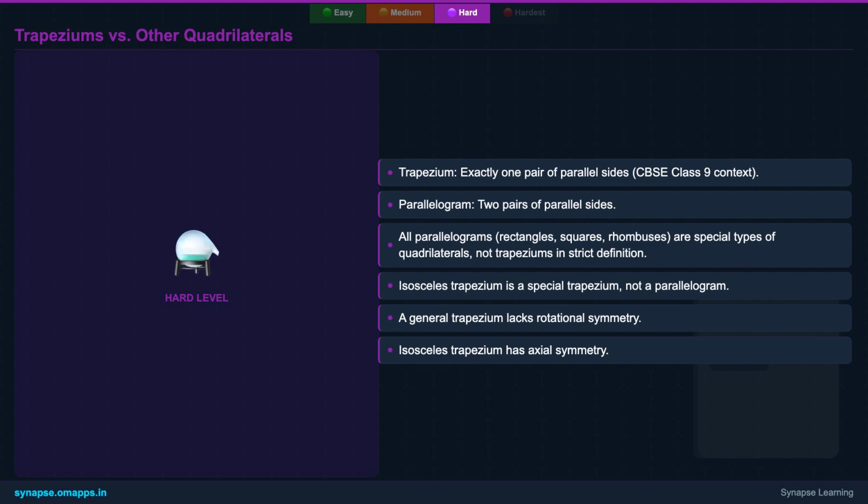We'll also delve into a comprehensive list of isosceles trapezium properties, including its unique characteristic of always being a cyclic quadrilateral, meaning all its vertices can lie on a single circle. This property makes it quite special among quadrilaterals.